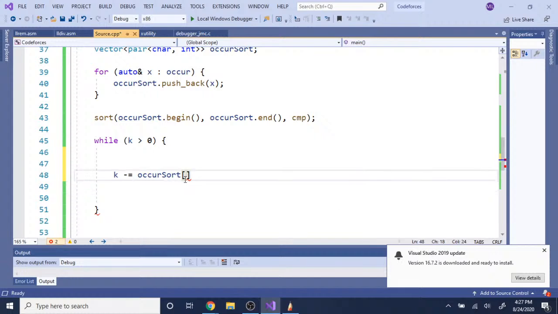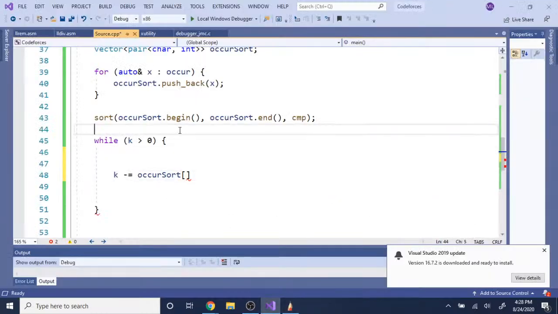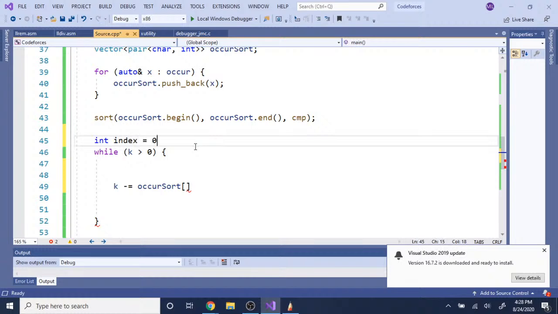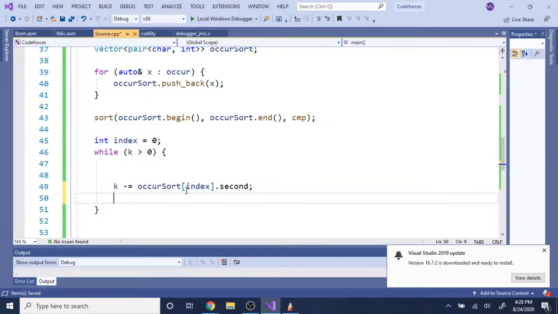Occur sort. Okay, so we need to subtract. We're going to subtract 9 from 10, and then continue, and then 4 from. Yeah, so we're going to subtract. Okay, wow, this is going to be difficult. So we have 10 greater than 0. We're going to subtract 9 from 10, and then that'll be 1. Then we'll go to the next one, 4 minus k minus the next one, and so on. So this is going to be index starting at 0, index dot second. Now we're subtracting the second one, and then we add index for 1.